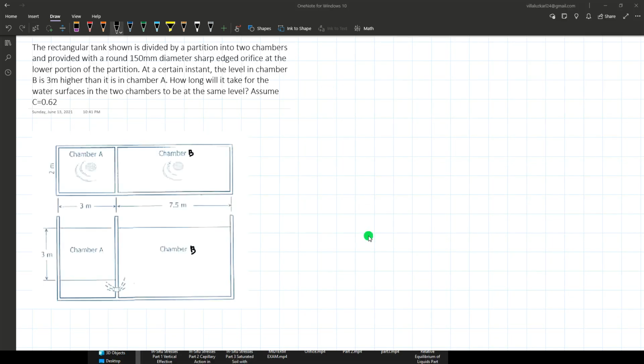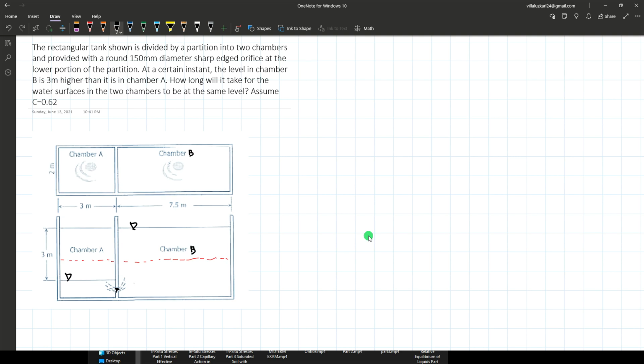Next problem. So, last example. The rectangular tank shown is divided by a partition into two chambers and provided with a round 150 mm diameter sharp-edge orifice right here. At a certain instant, the level in chamber B is 2 meters higher. Okay, these are the initial liquid levels. Then how long will it take for the water surfaces in the two chambers to be at the same level? Okay, let's say this is the final level of the liquid in both chambers.